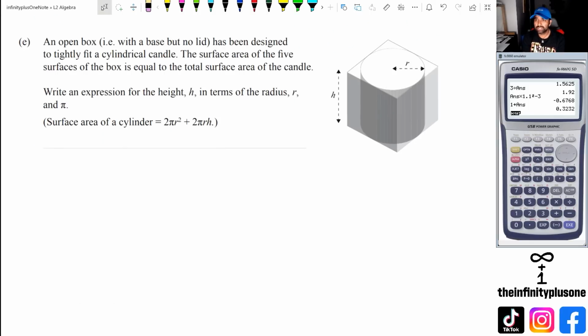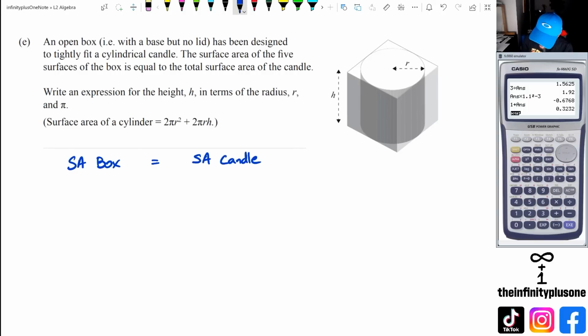All right, folks, so for this particular question, what we've got here is write an expression for h in terms of the radius r. So we've got a box, no lid, 5 sides. The open box has been designed so that its surface area is equal to the surface area of the candle. So surface area of box is equal to surface area of candle. With the surface area of the box, we don't have a top, so we've got 4 sides and 1 bottom, and then we've got the surface area of the candle itself.